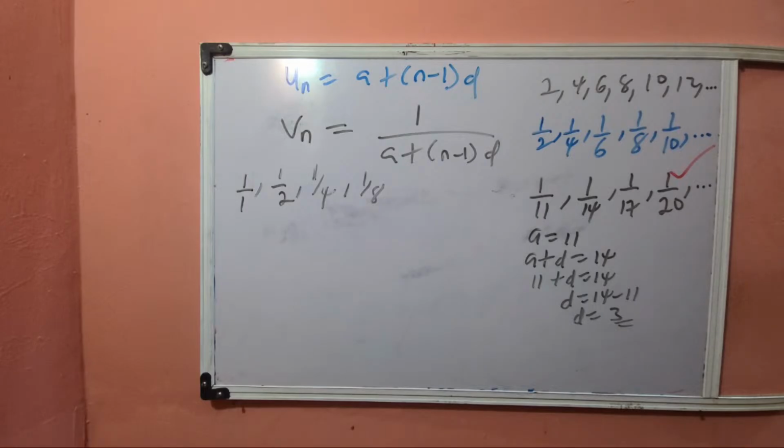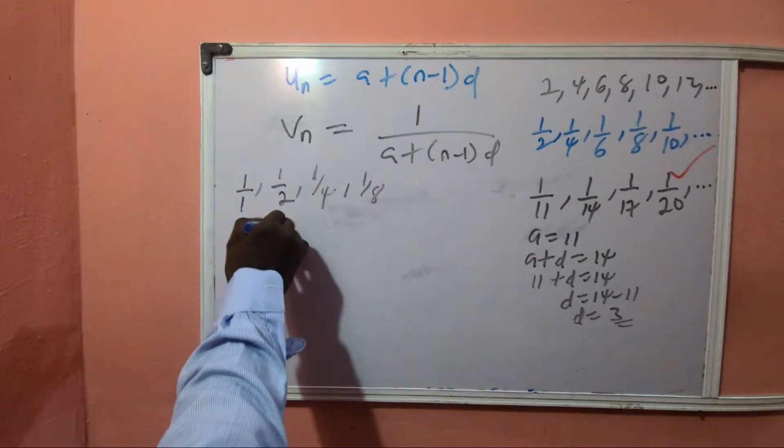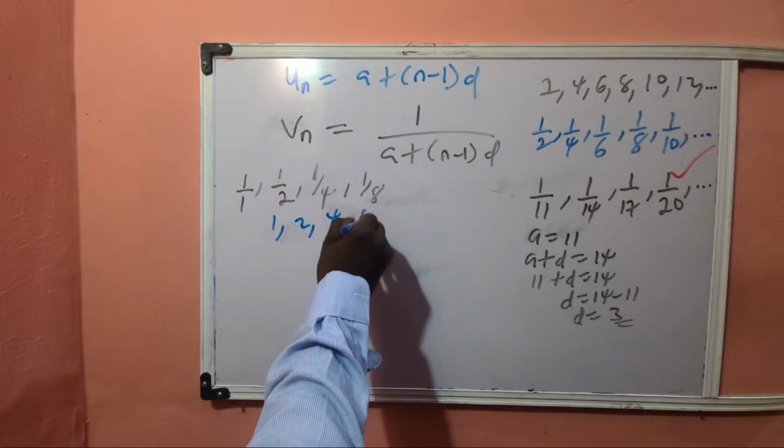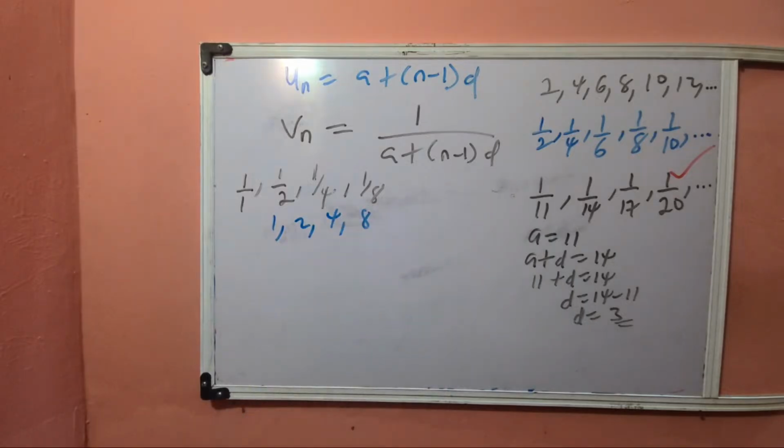We have the denominators: 1, 2, 4, 8. Anyway, I submit to you that without even working anything, I can see this will not give me a harmonic sequence. So let's try and see.